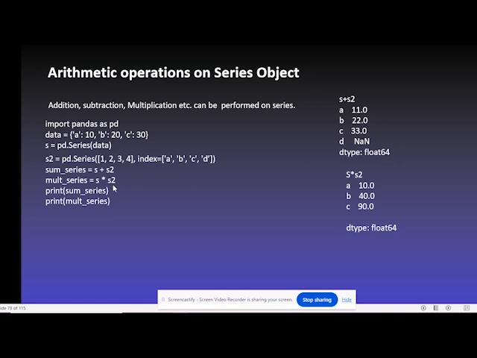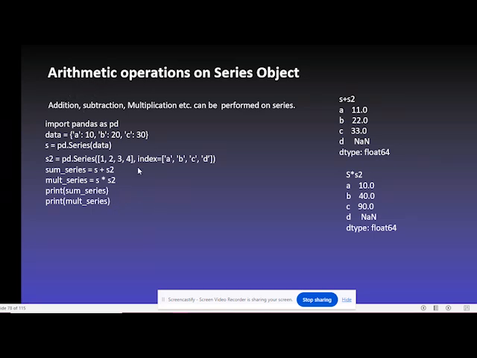What will happen? If we have matching index, at that index the values will be multiplied, right? So here also we have A, B, C. At A, B, C it will be multiplied. That is 10 into, what is the value here? In the second series it is 1. So 10 into 1, then 20 into 2, that is 40, 30 into 3, 90. Now at D it will be NaN value. D type is float64. Same for subtraction and division.